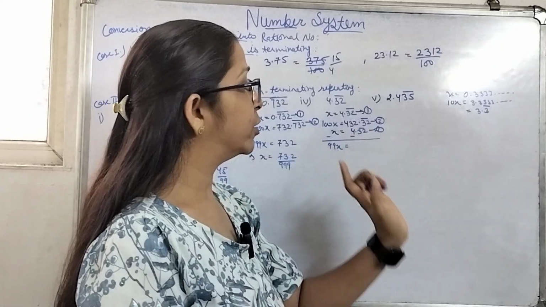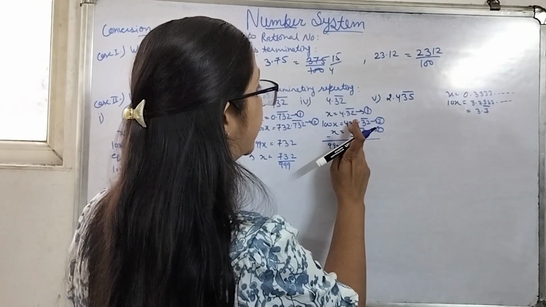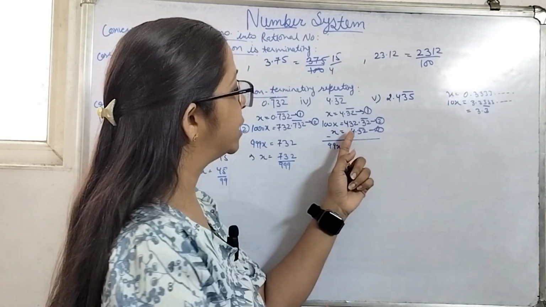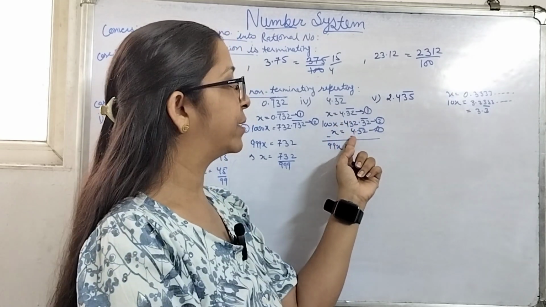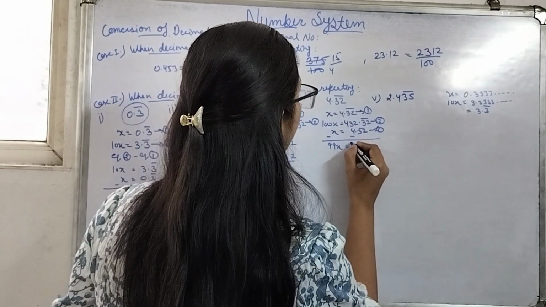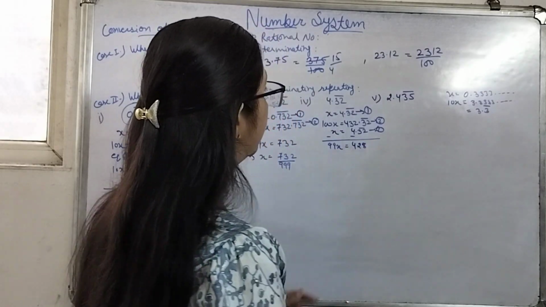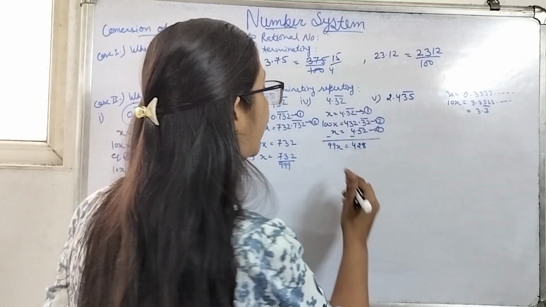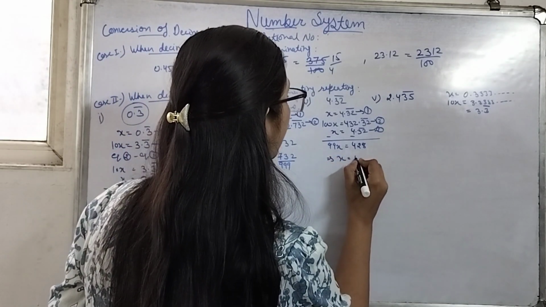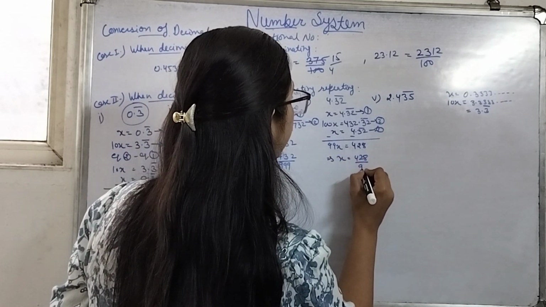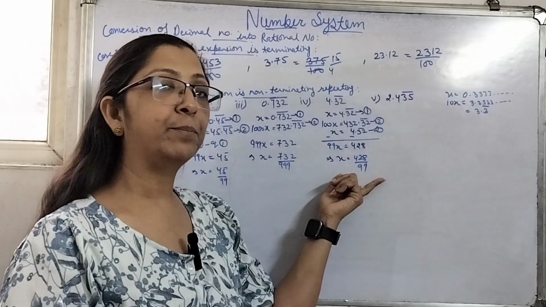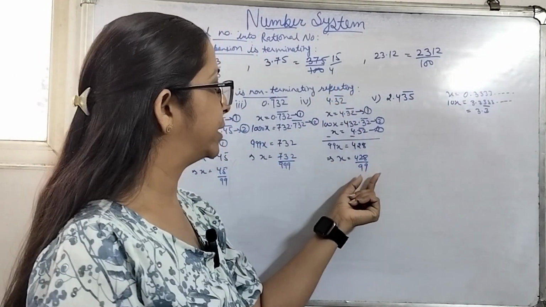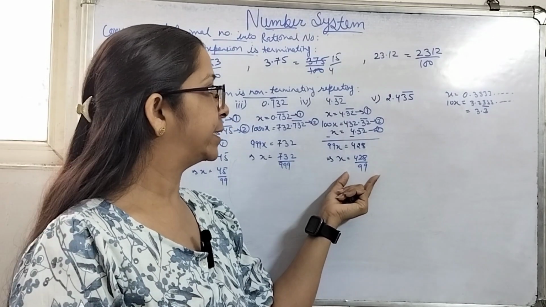Now 0.32 bar is going to cancel. It is 432 over here, the whole part, and in the denominator, your whole part is 4. So from 432, we will be subtracting 4. It will become 428. If we subtract these two, your result will be 428. So the value of x will be 428 divided by 99. This will be the representation in terms of your rational number. That means this decimal representation can be written as 428 over 99.